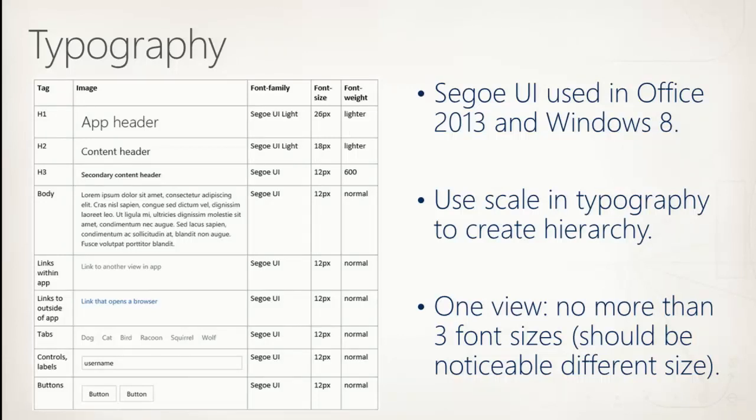Use scale in typography to create hierarchy, obviously with headers and subheaders, but we really recommend that in one view, you shouldn't have more than 3 font sizes. And they should be noticeably different in size. So one really big header, one medium-sized subheader, and smaller for the other content, and reuse the medium and the small throughout.